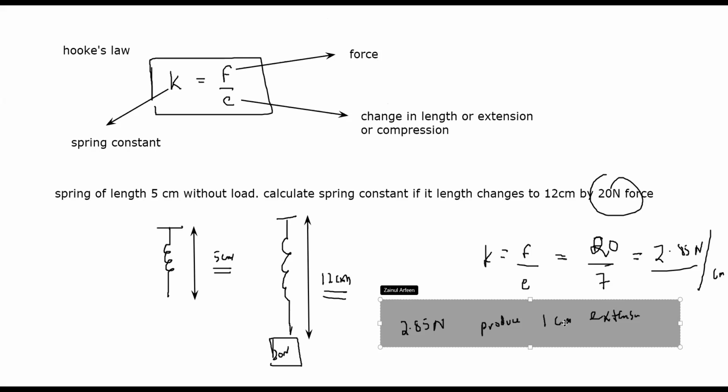Sometimes the spring does not follow Hooke's law. After a certain load, the spring does not obey Hooke's law. It means when you're adding a load, the spring is following Hooke's law, but after some time, the spring does not obey Hooke's law. How can you identify that?